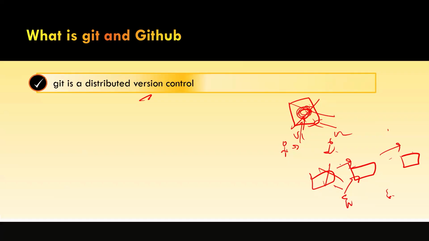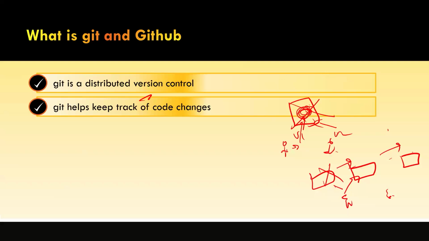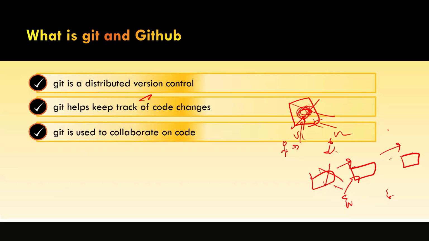So that is the advantage of a distributed version control system. In this case there is no main server, and the full history of the project is available. Once you clone the project, that is what Git is all about. It helps us track changes to our code, whatever changes you make. Apart from this, Git is used to collaborate on code. So these are the advantages of using Git.